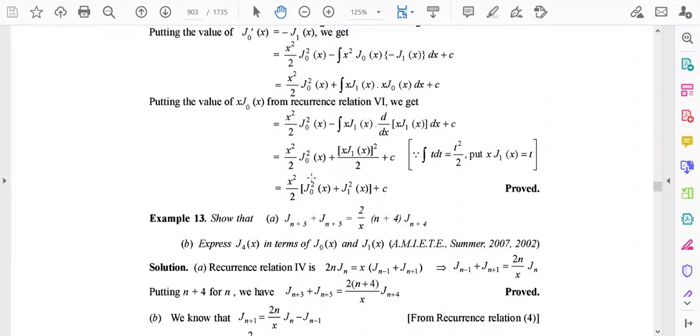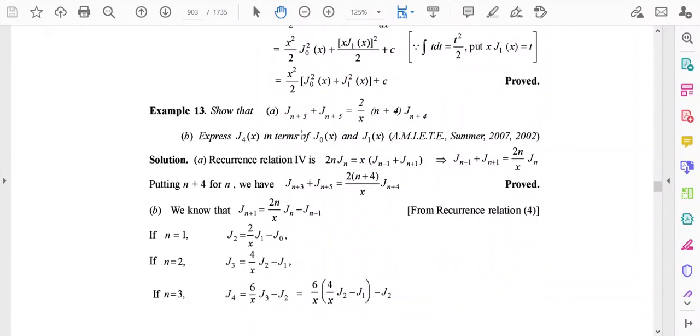Another example, suppose we have to show that J n plus 3 plus J n plus 5 is equal to 2 by x times n plus 4 J n plus 4. So how to prove that?